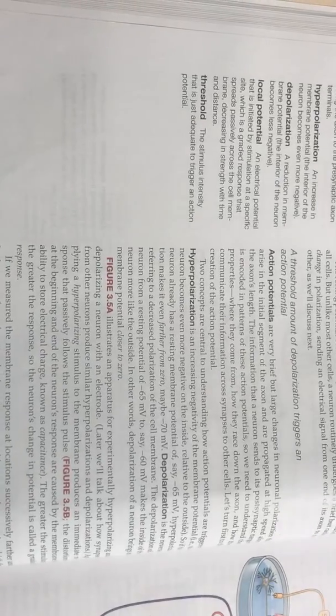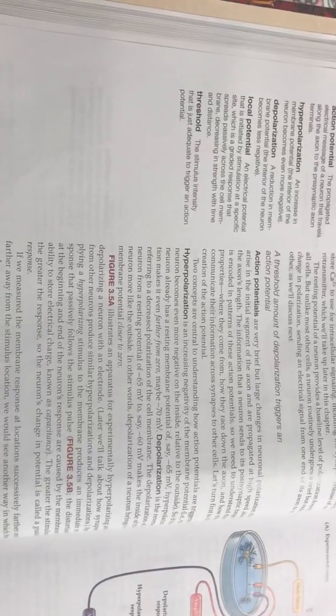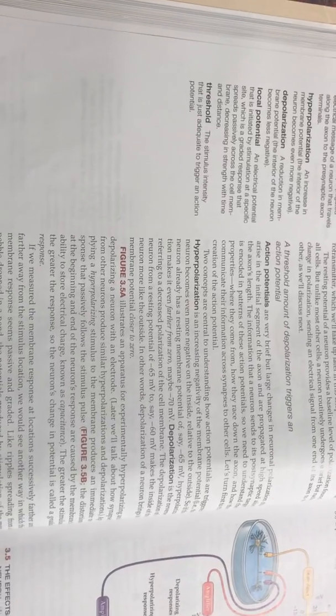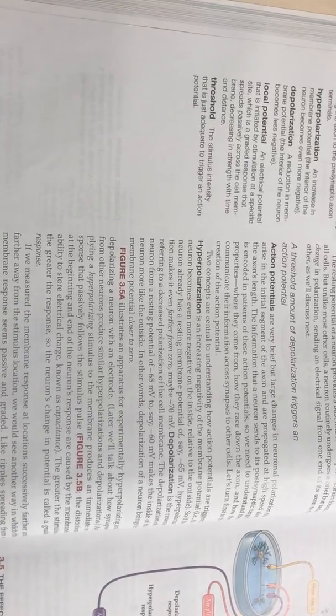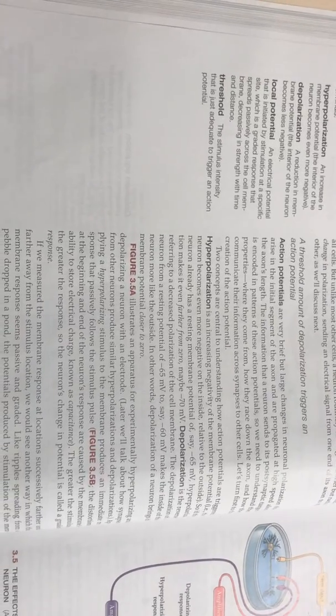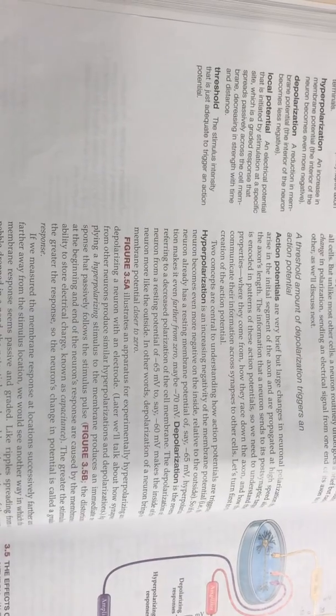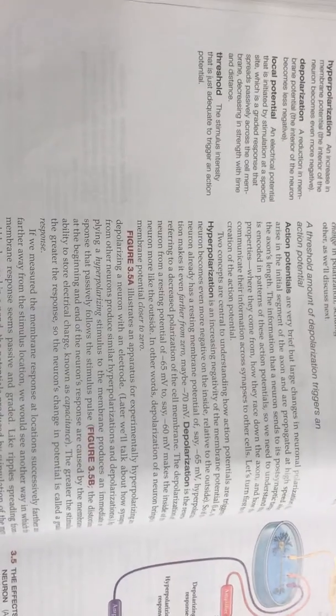Capacitance is the membrane's ability to store electrical charge. A neuron's change in potential is called a graded response. The greater the stimulus, the greater the response. Local potential is an electrical potential that is initiated by stimulation at a specific site, which is a graded response that spreads passively across the cell membrane, decreasing in strength with time and distance.